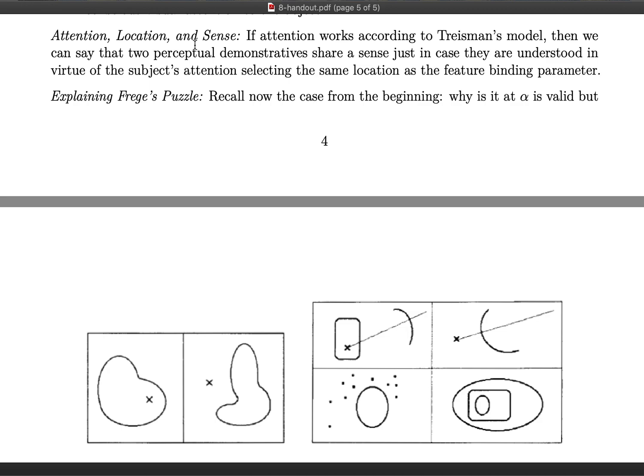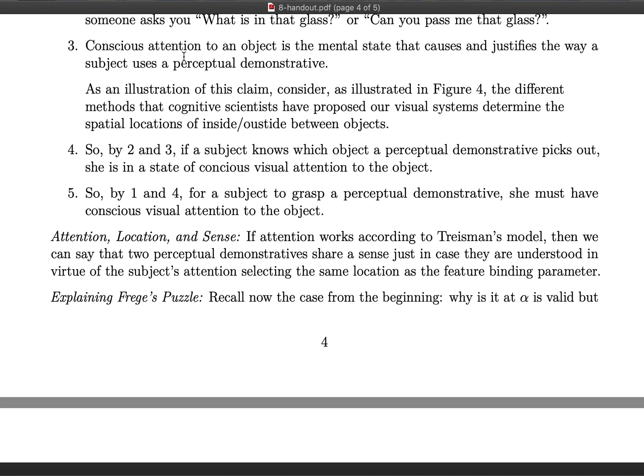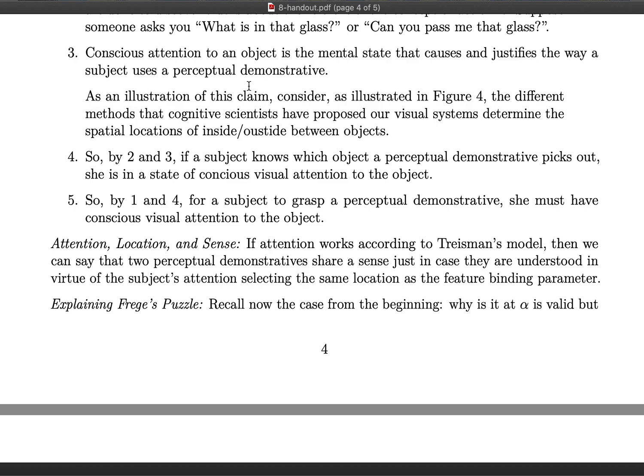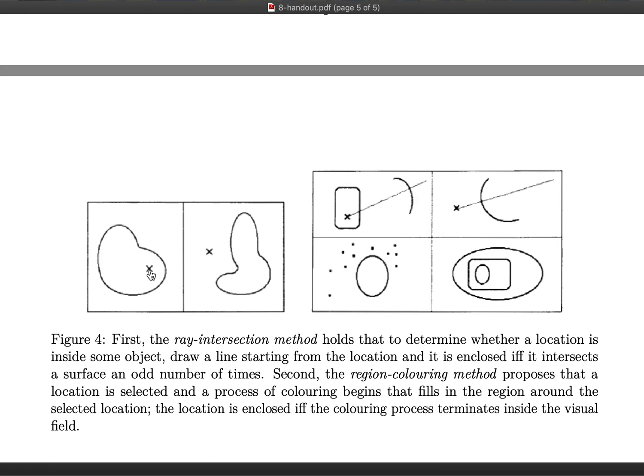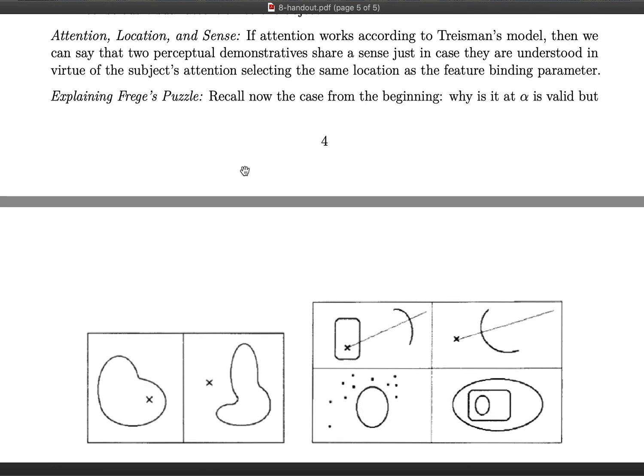Okay, so if it's true that conscious attention to an object happens in virtue of your attention selecting a location, and on the basis of that location binding together the properties as of a single object, then Campbell says, according to that model, we can say that the sense of a perceptual demonstrative is the perceived location that's used in binding together the features of a single object.